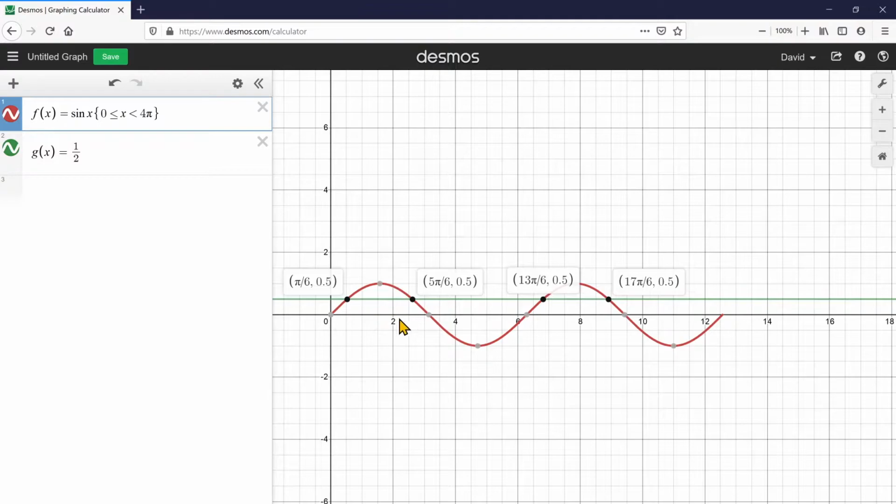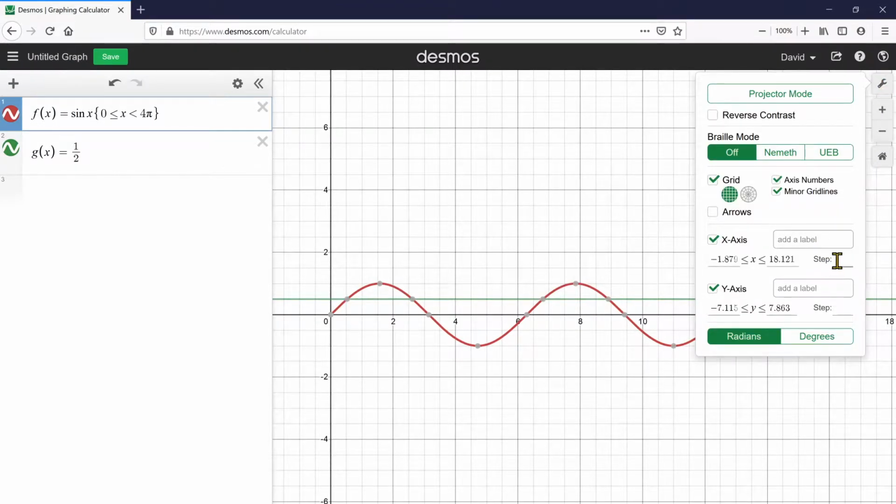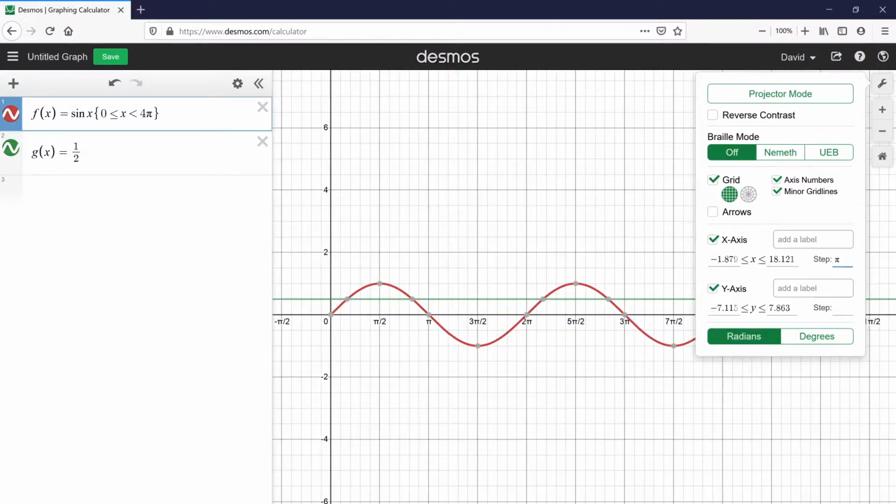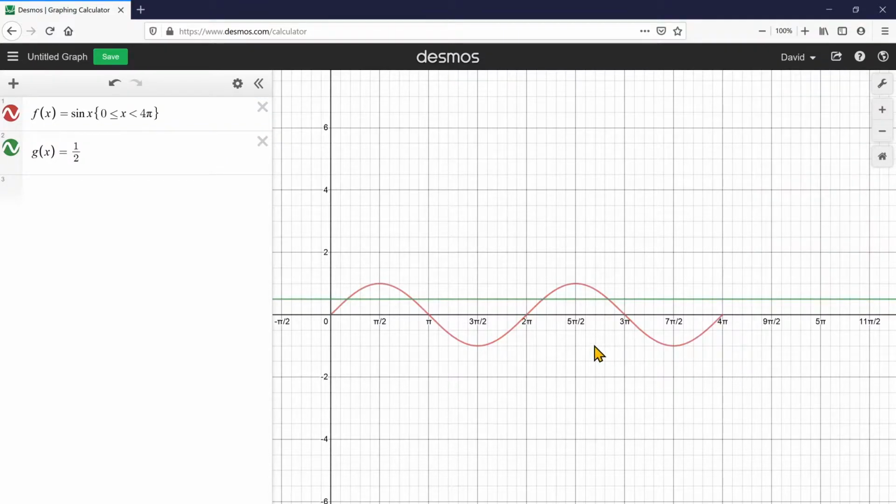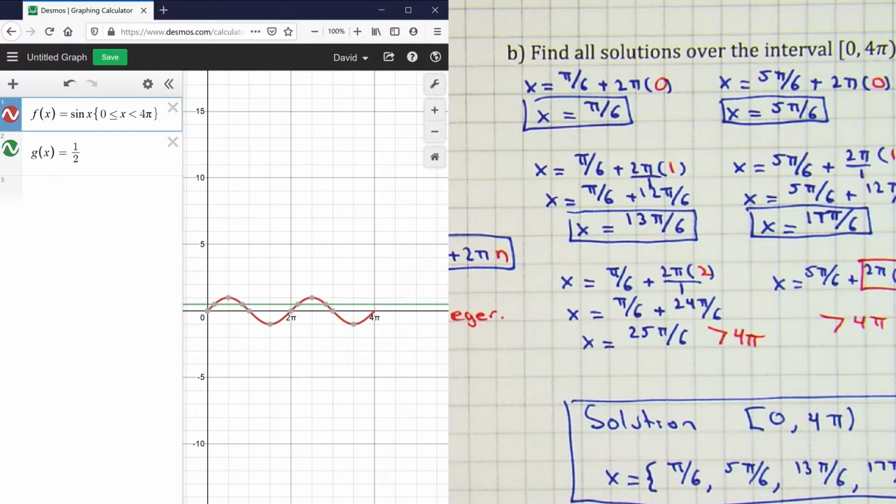Now, notice that my x values are in ones. I need them in radians. And notice I'm going to the toolbar, and I want step, I'm going to type in pi. And as soon as I type in pi, it changes to the symbol pi, and we are in radians. So it's from 0 to 4 pi, and we only have those 4 solutions. The next one was already greater than 4 pi, 25 pi over 6, which is no longer valid. And that matches our solutions that we have here.